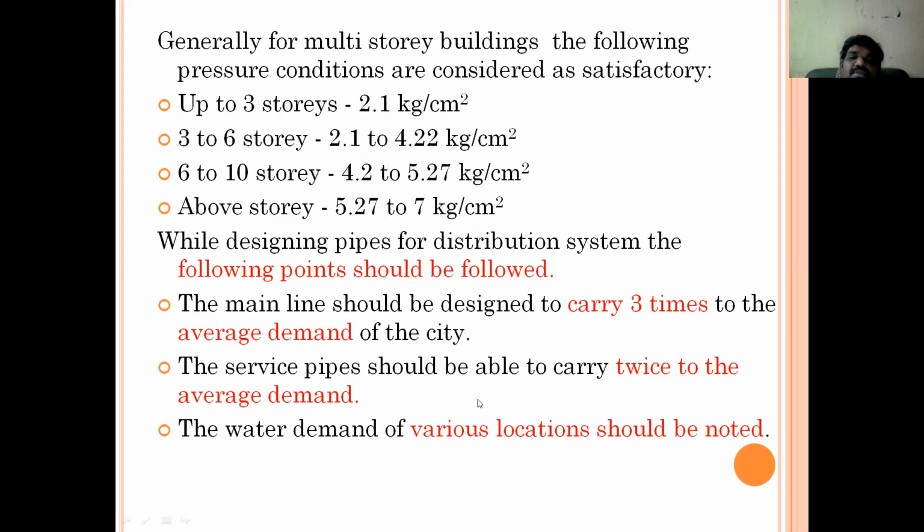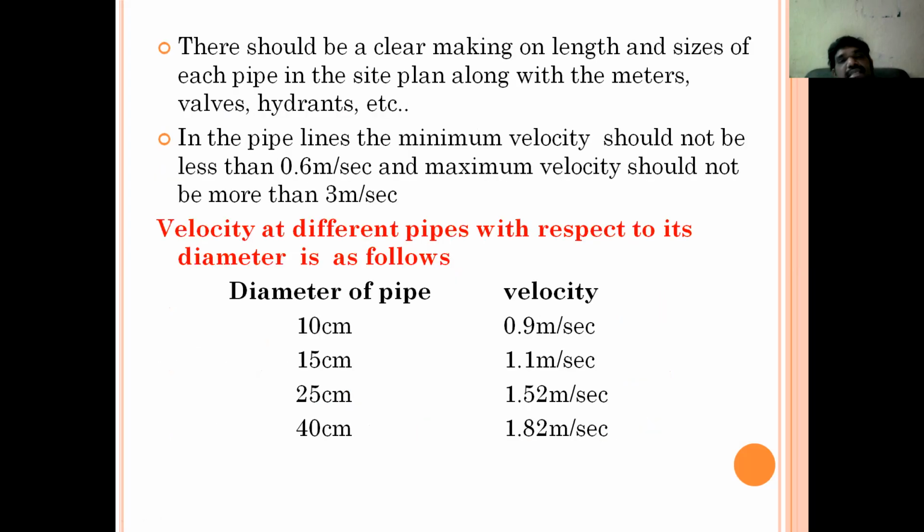The service pipes, next, we have seen the service pipes also in the layout itself. The service pipe should be able to carry twice the average demand. See here, these 2 points have to be kept in mind. Along with these 2 points, one more thing is that the water demand of various locations should be noted. Next, there should be clear marking of the length and size of each pipe in the site plan, along with the meters, valves, hydrants, etc.